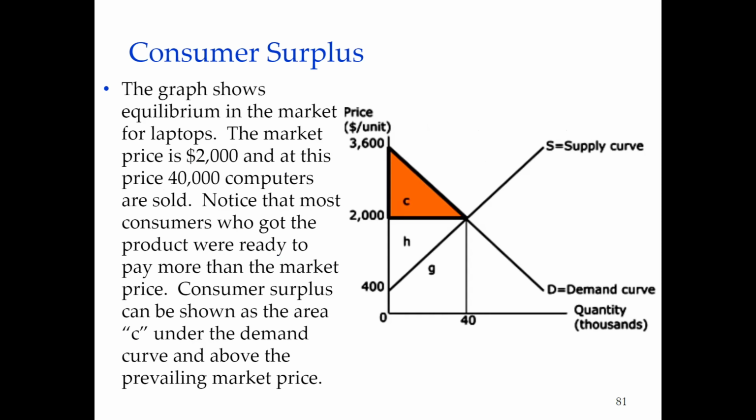The graph shows equilibrium in the market for laptops. The market price is 2,000 and at this price 40,000 computers are sold. Note that most consumers who got the product were ready to pay more than the market price. Consumer surplus can be shown as the area C on the demand curve and above the prevailing current market price. So consumer surplus is located on the demand curve but above the prevailing current market price, right here.